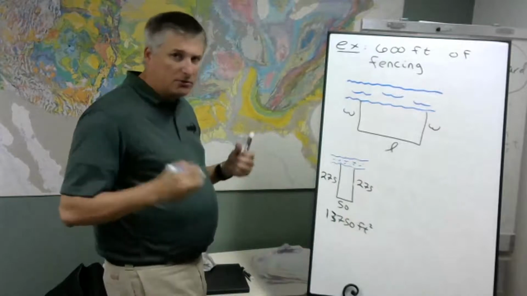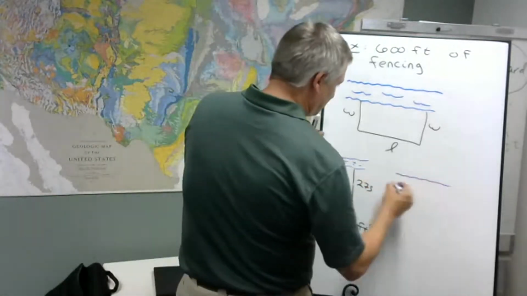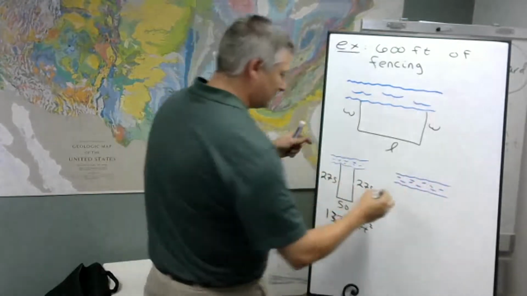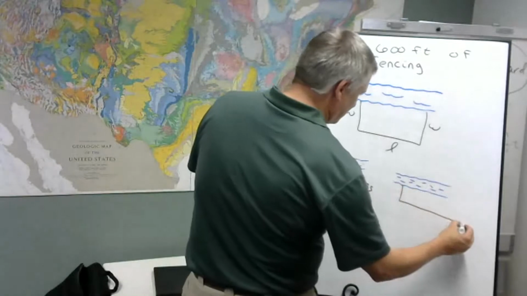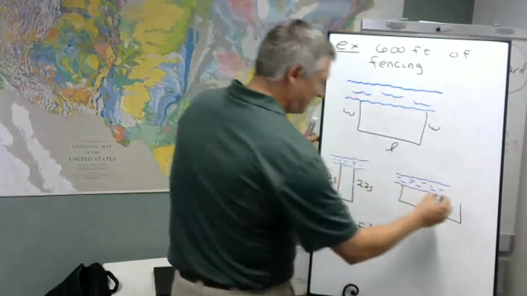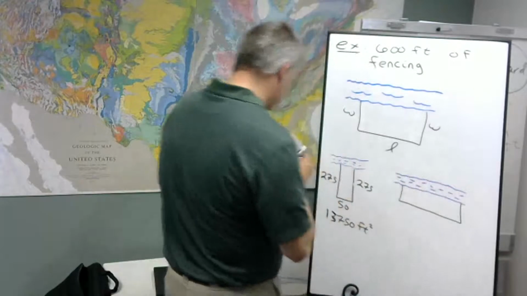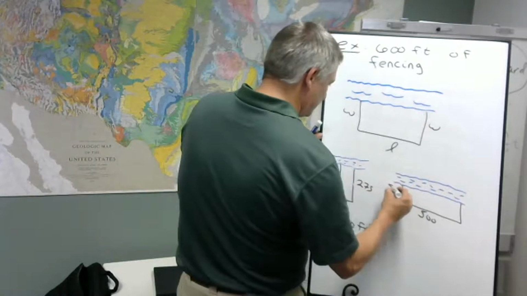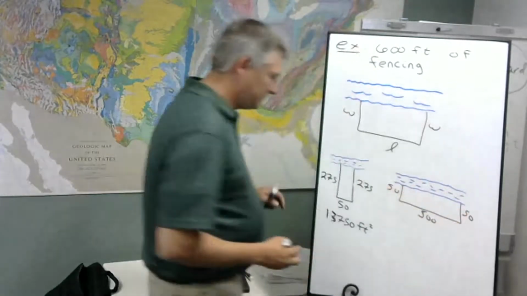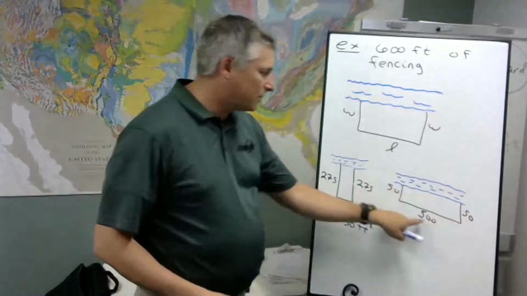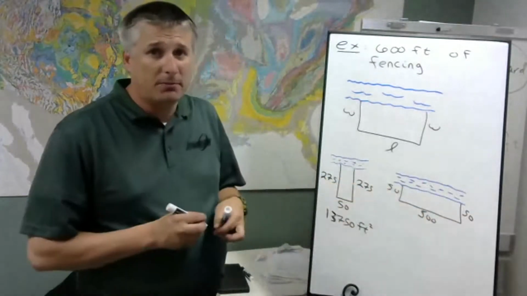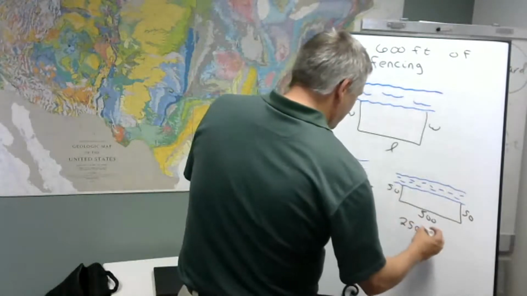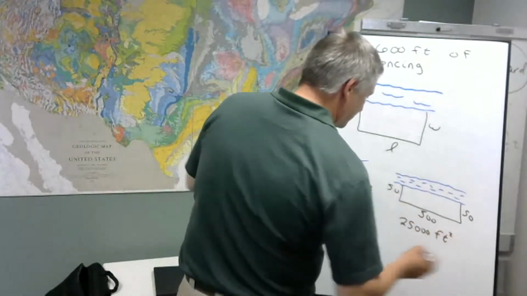Now, we could do this differently, though. There's a river. A really long garden like this. And we can make this 500, make this 50, make this 50. This adds up to 600. So in both cases, we've used up all of our fencing. This comes out to 25,000 square feet.